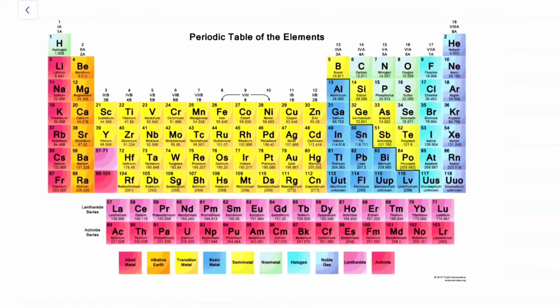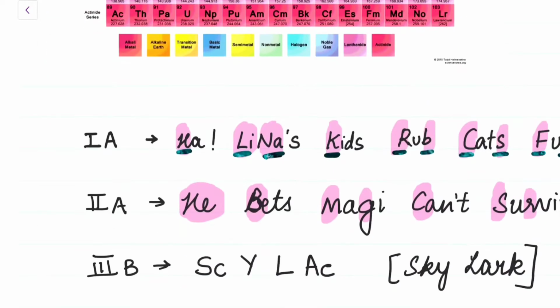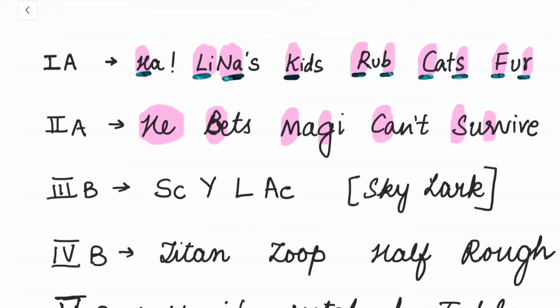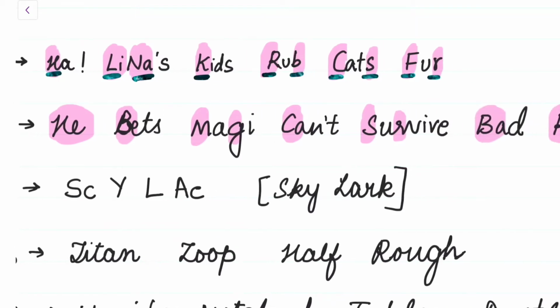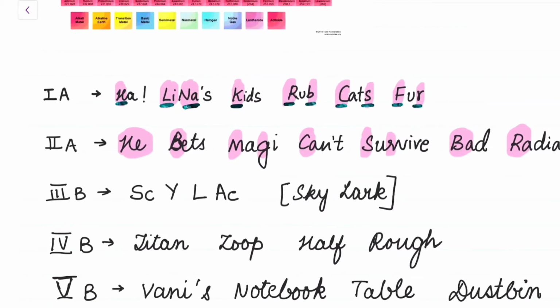The second is for the 2A group of elements. Alright, so here we have: He bets Maggie can't survive bad radiation. So this is the mnemonic for the 2A group of elements.